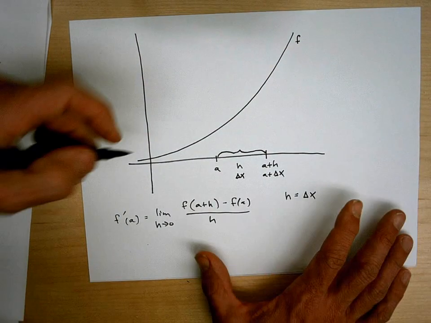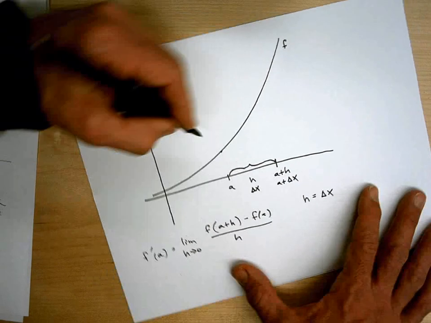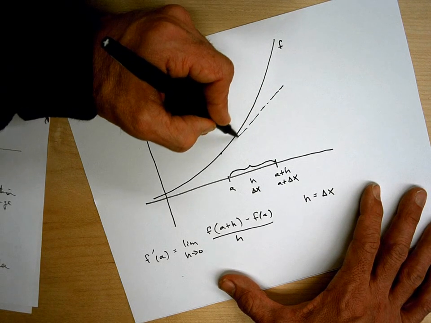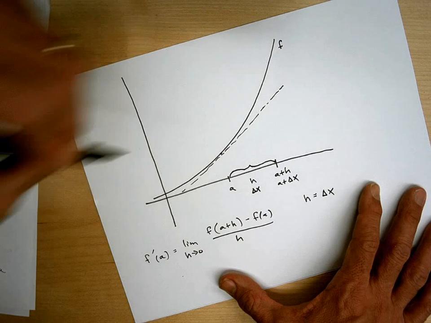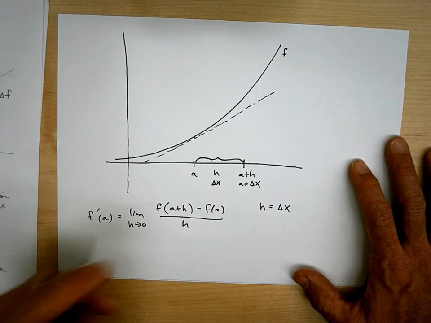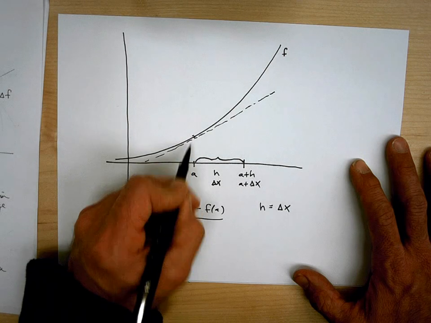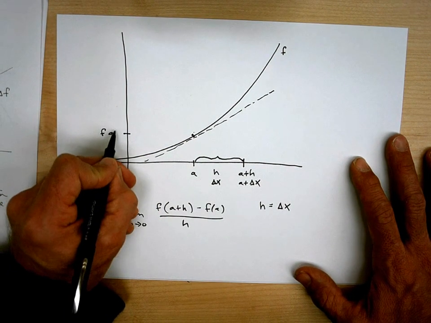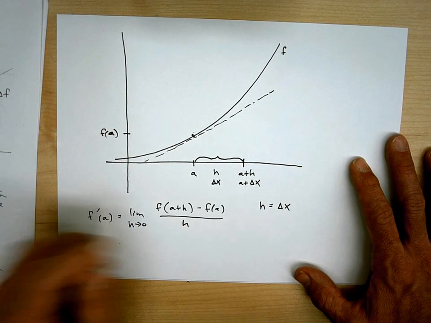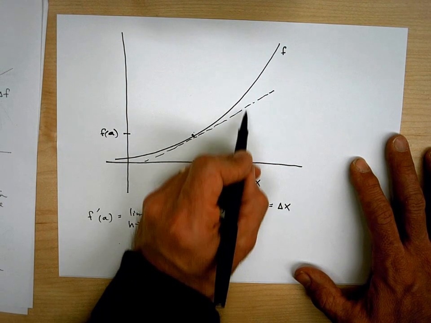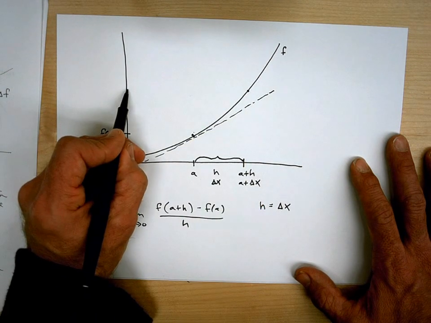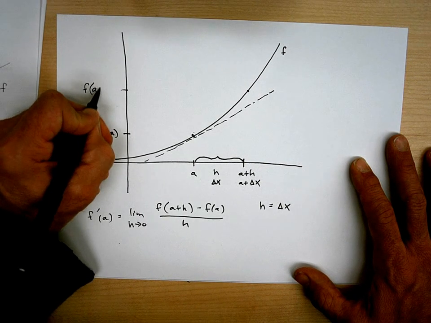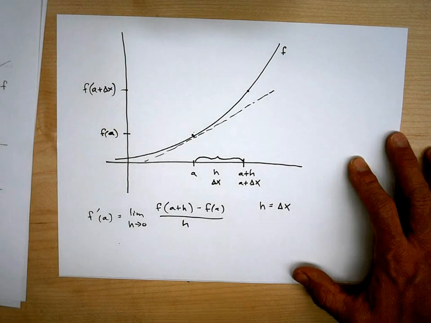All right, so let's go ahead and put in our tangent line. Just kind of sketch a tangent line here, tangent at that point. Okay, so there's our tangent line. And if we come over here, so here's A, and this point on the y-axis would be f of A. And then if we come up to this point on the function, over on the y-axis, we're looking at f of A plus delta x.